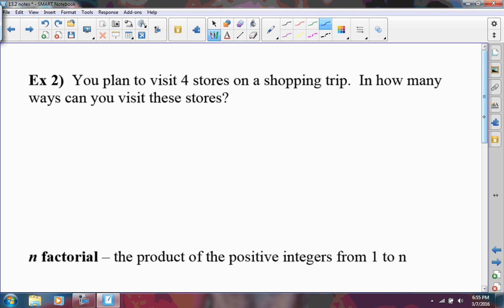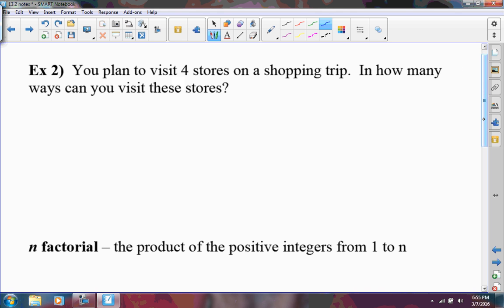So then in example 2, you're planning to visit 4 stores on a shopping trip. How many ways can you visit these stores? And this might be somewhat real world. You know, on the weekends you might go run errands. And so here we've got 4 different stores that we have to go to.